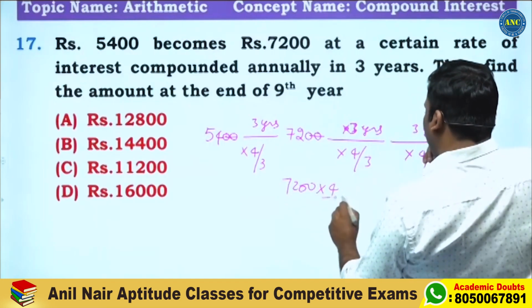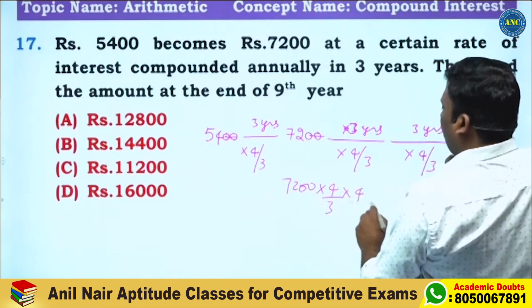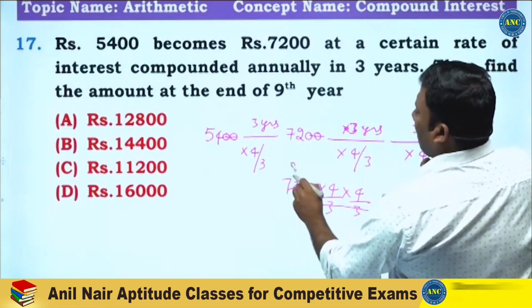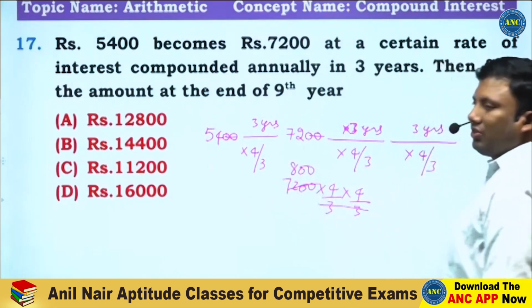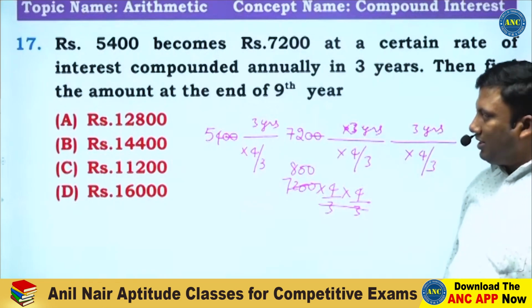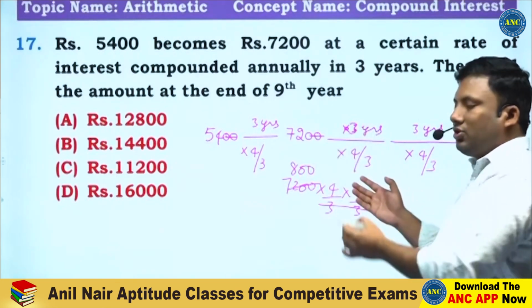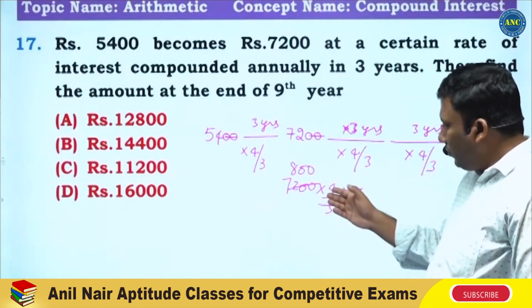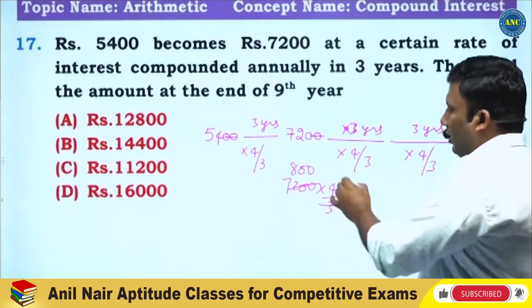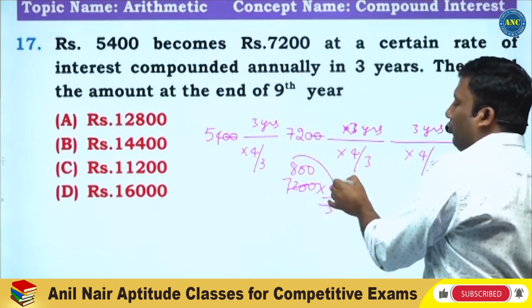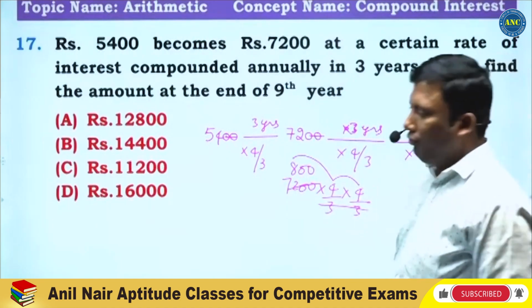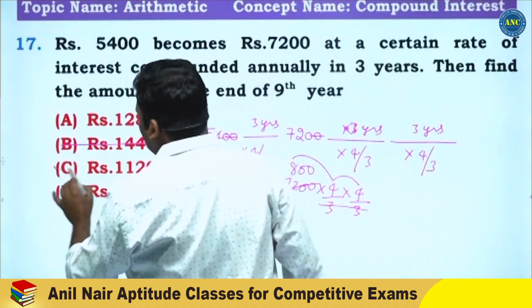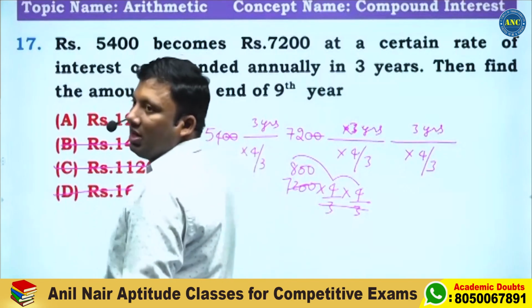7,200 into 4 by 3 and into 4 by 3. 9 800s are 7,200. I hope it is clear. Again rightmost non-zero digit. Again 16, 8 into 4. 8 4s are 32, 2 4s are 8. Rightmost non-zero digit should be 8.